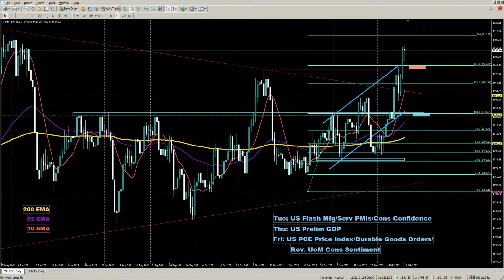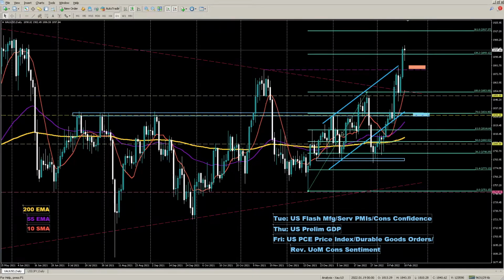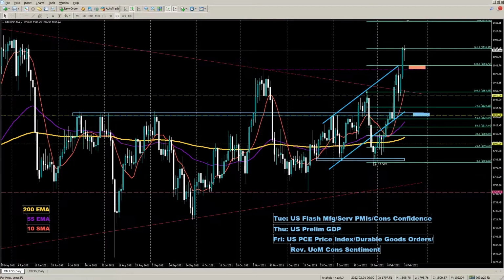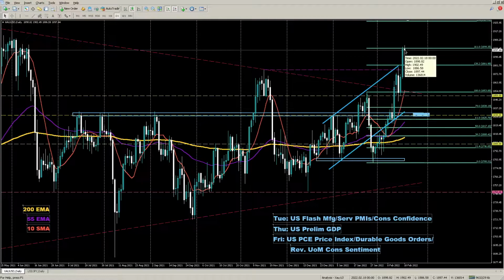Now, if we can actually move this fib here to show a bullish reversal move, you can see that it targeted the 162 fib extension. That was the 1899, and eventually did spike through to set an intra-week high and an intra-year high at the 1902.49. So we'll see if there's further bullish moves for next week.